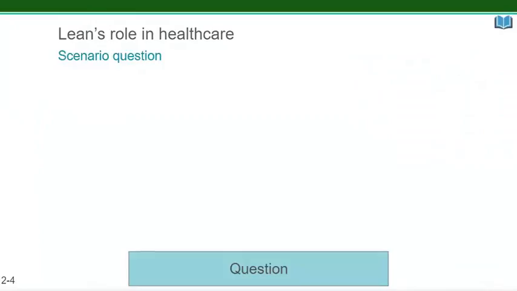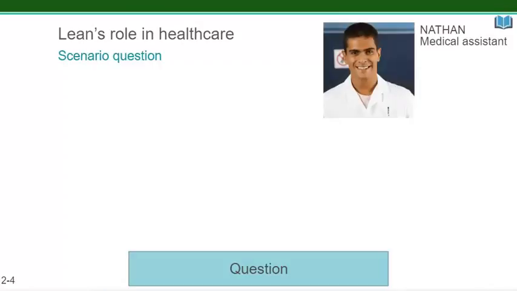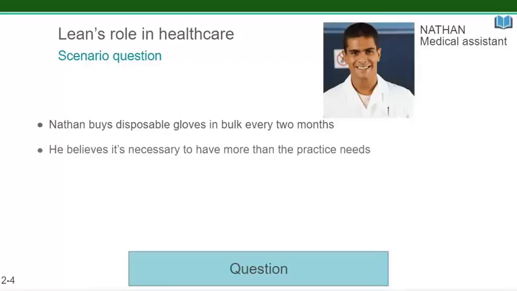But let's start with the problem, as we'll do at the beginning of each module in the course. We'll ask you to figure out the solution to the problem before the end of the lesson, when we'll reveal it. Nathan, a medical assistant at OMP, is in charge of ordering supplies for the medical staff. He normally buys disposable medical gloves in bulk every 2 months, even when there's a few weeks' supply in the storage room. Although the gloves are a significant expense, he believes that it's necessary to have more on hand than the practice usually needs, just in case.